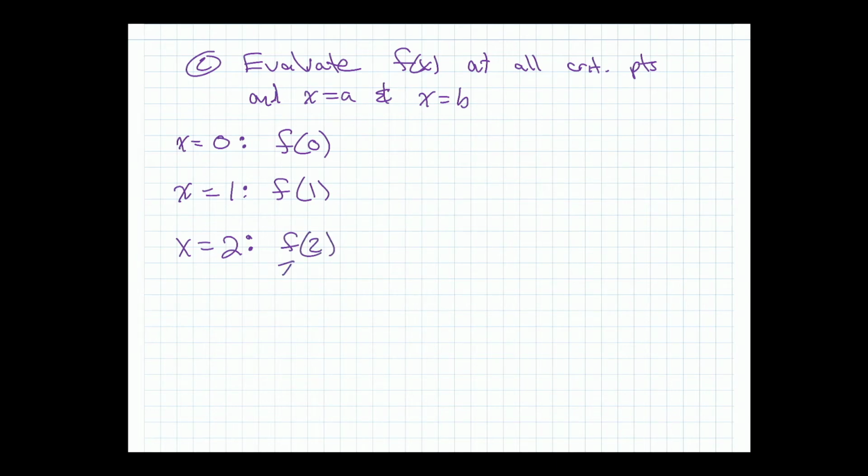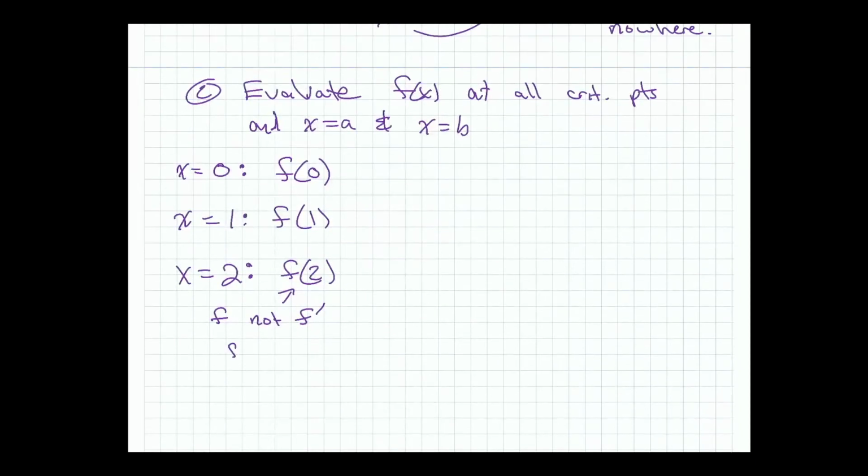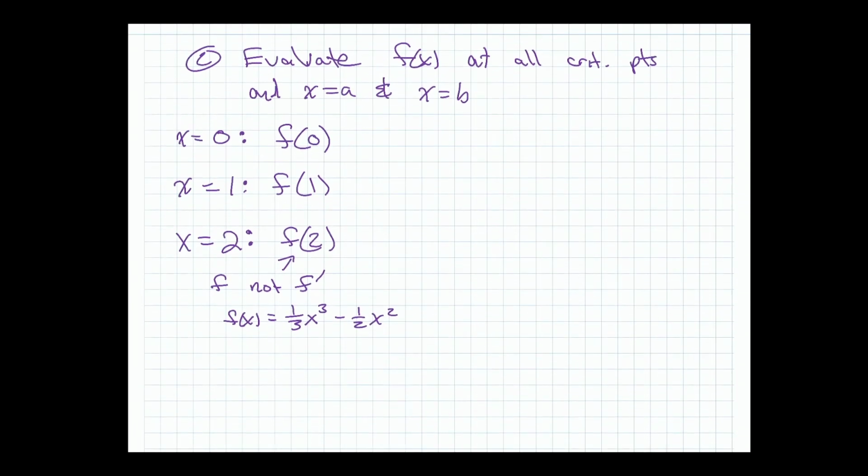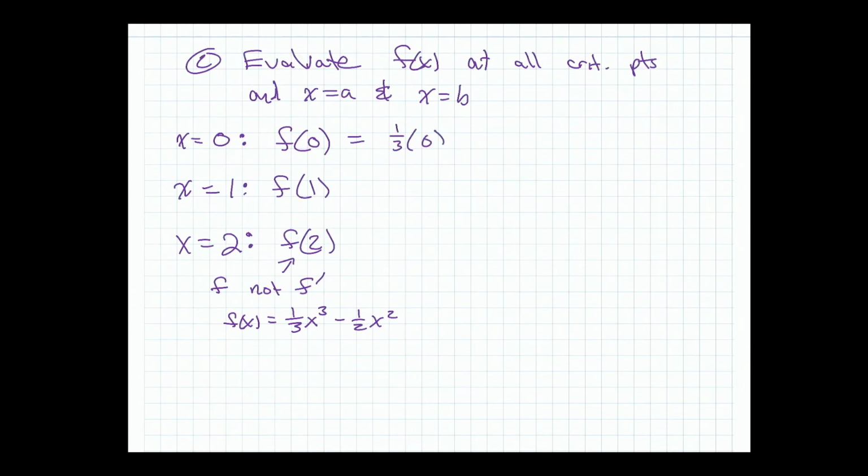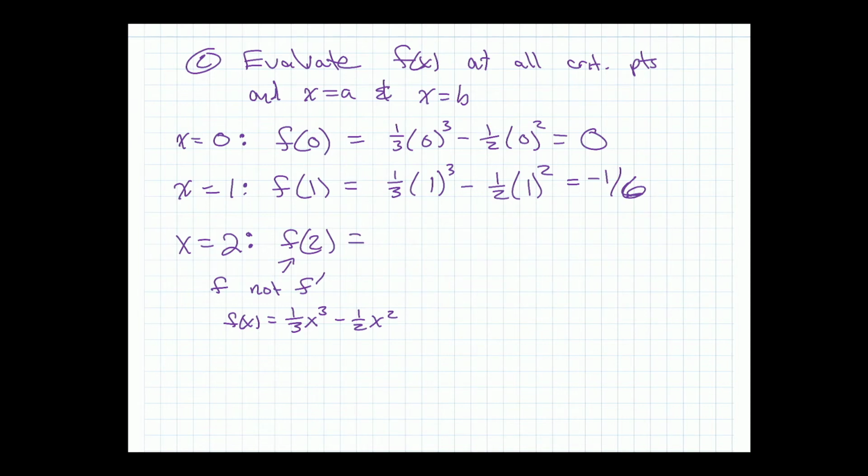And make sure you understand this is f, not f prime. Okay, f, not f prime. What's f? F was the original function. So f of x is 1/3 x cubed minus 1/2 x squared. Okay, so evaluate these. F of 0, 1/3 0 cubed minus 1/2 0 squared, that's 0. F of 1, 1/3 times 1 cubed minus 1/2 times 1 squared, that's 1/3 minus 1/2. I'm pretty sure that's negative 1/6. If not, we'll just have it wrong. Then we have 2. 1/3 2 cubed minus 1/2 2 squared. That is 8/3 minus 2, I think.